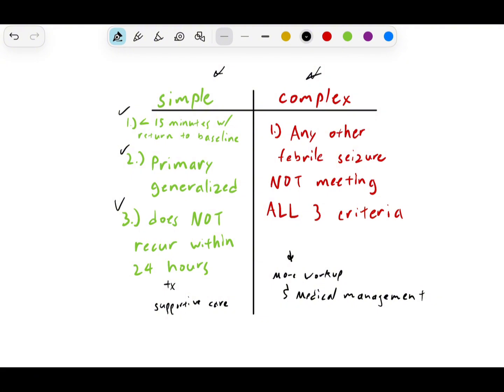Again, I wanted to make a very quick video just discussing the definition of febrile seizure and then the two different types.